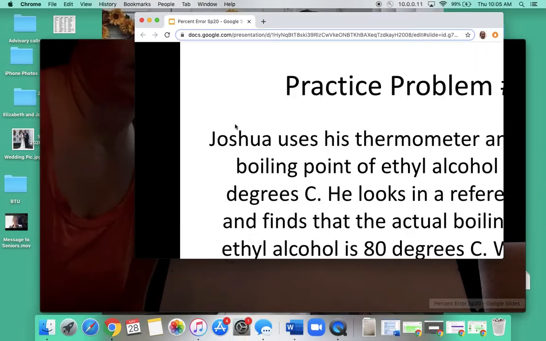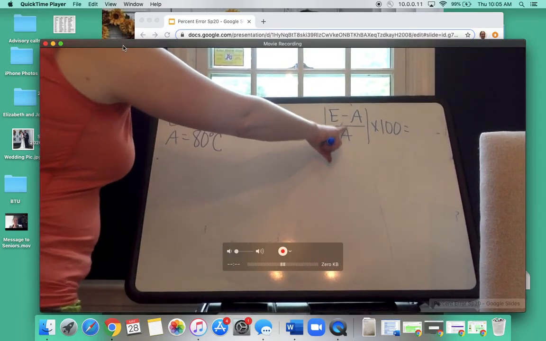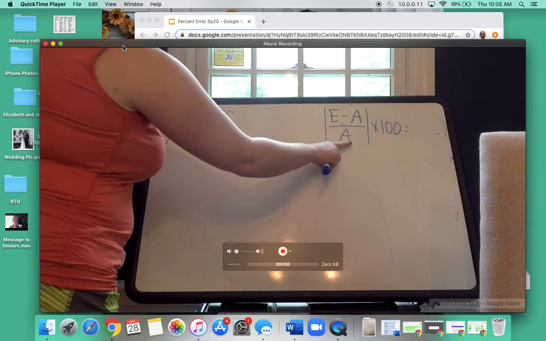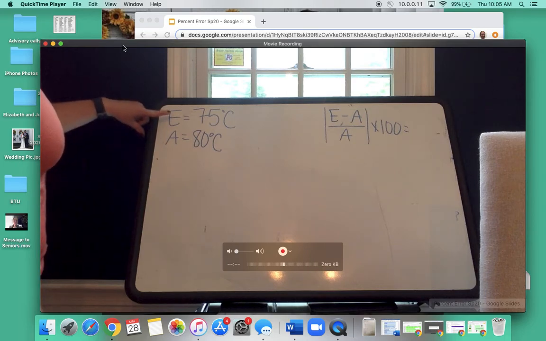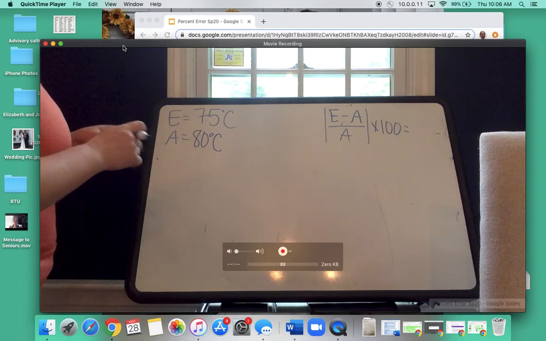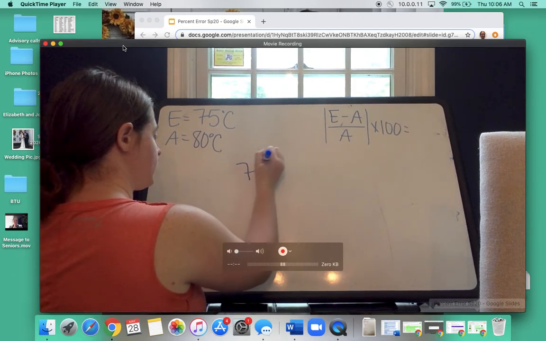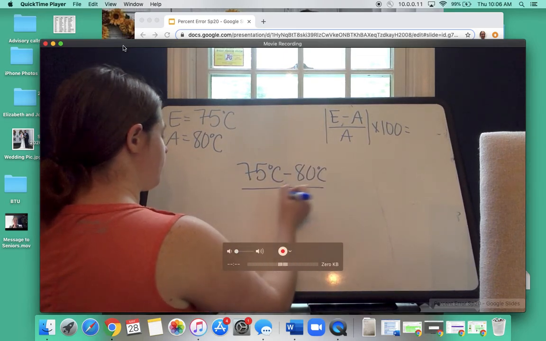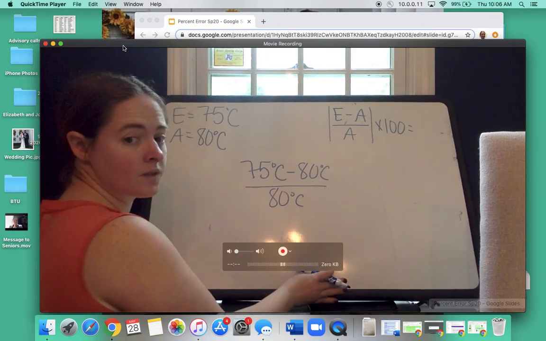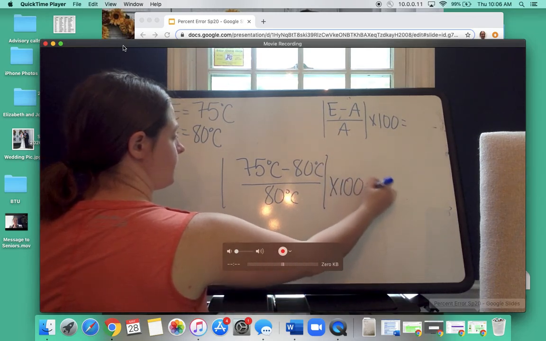So let's go ahead and solve this problem. Here we can see that it's already set up. I always like to write my formula: experimental minus accepted, divided by accepted, times 100. And I like to label all of my variables. Experimental is 75 degrees Celsius, that's what Josh got. Accepted is 80 degrees, that's what was from the reference book. So now I can use this equation and plug it in. So 75 degrees Celsius minus 80 degrees Celsius, divided by 80 degrees Celsius. It is absolute value. And we're going to multiply times 100 because we want a percent.